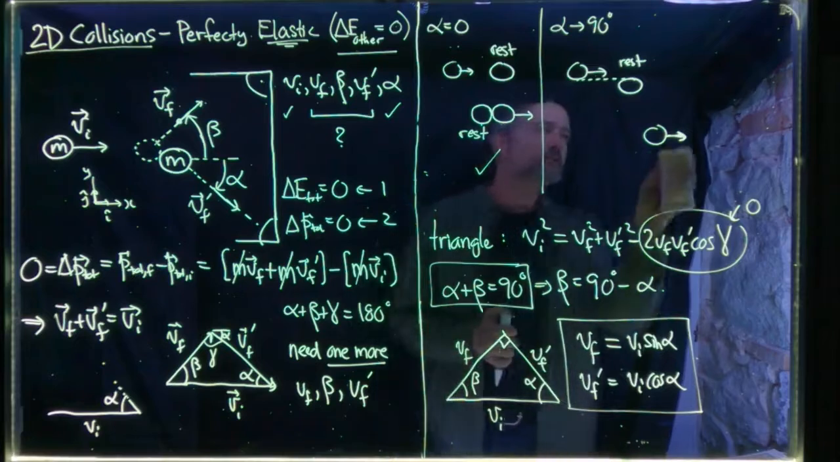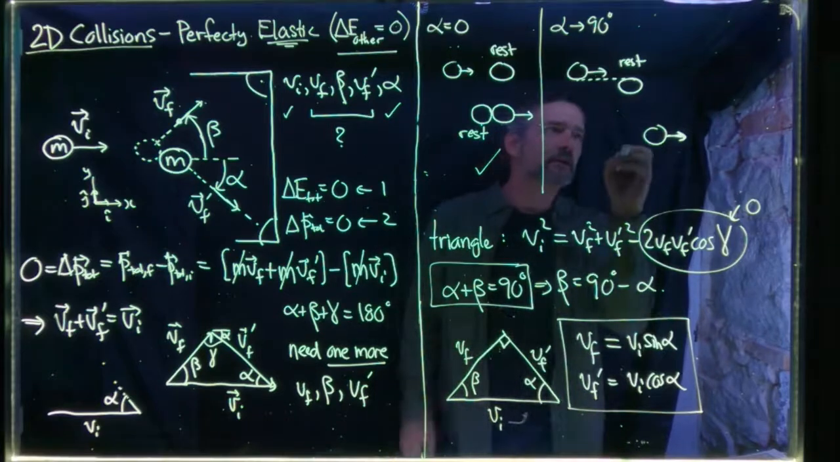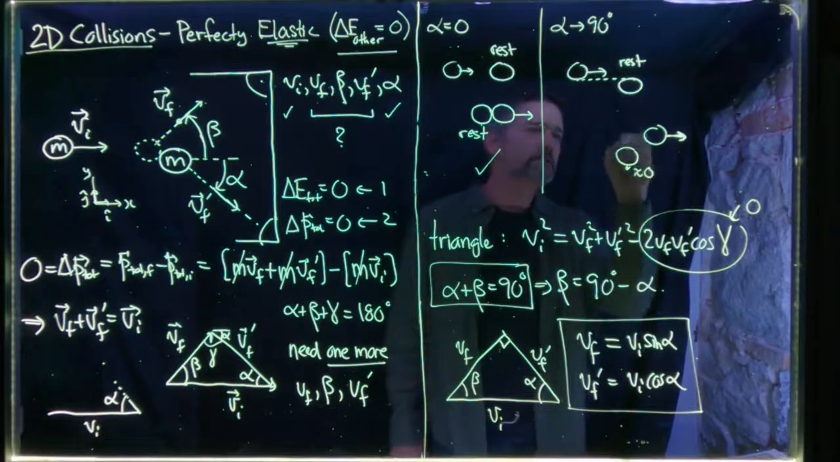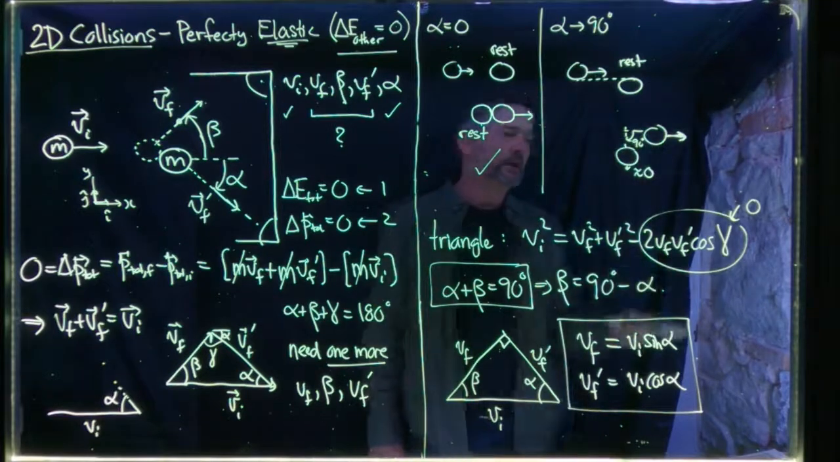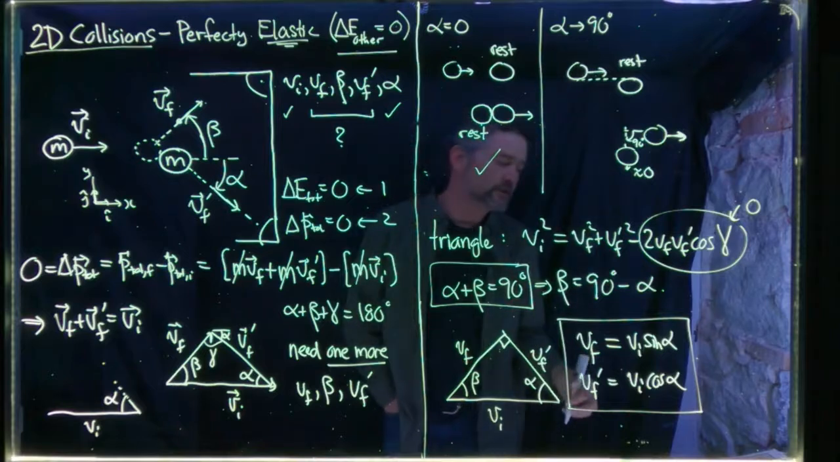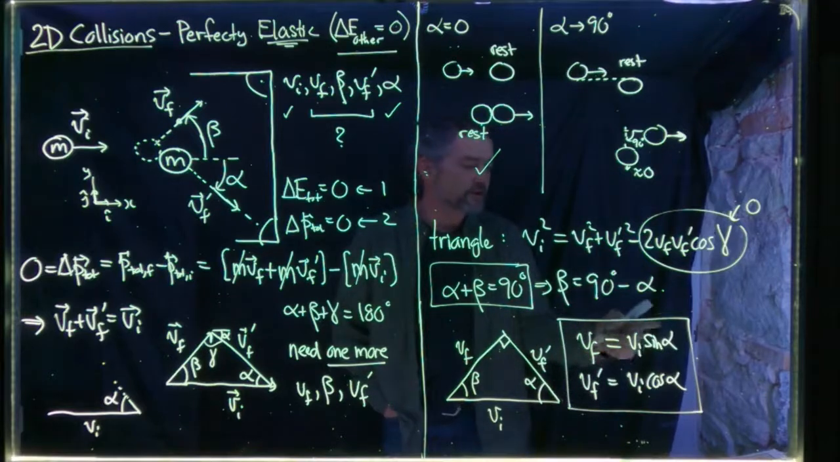Let me draw it just after the collision. The colored ball over here will be moving with very small velocity, approximately equal to 0, and at approximately 90 degrees. Okay, so let's check if our formula reduces to this expectation when alpha approaches 90 degrees. When alpha approaches 90 degrees, sine of 90 is equal to 1, and so the final speed of the white ball is equal to the initial speed. So it just takes off like this.